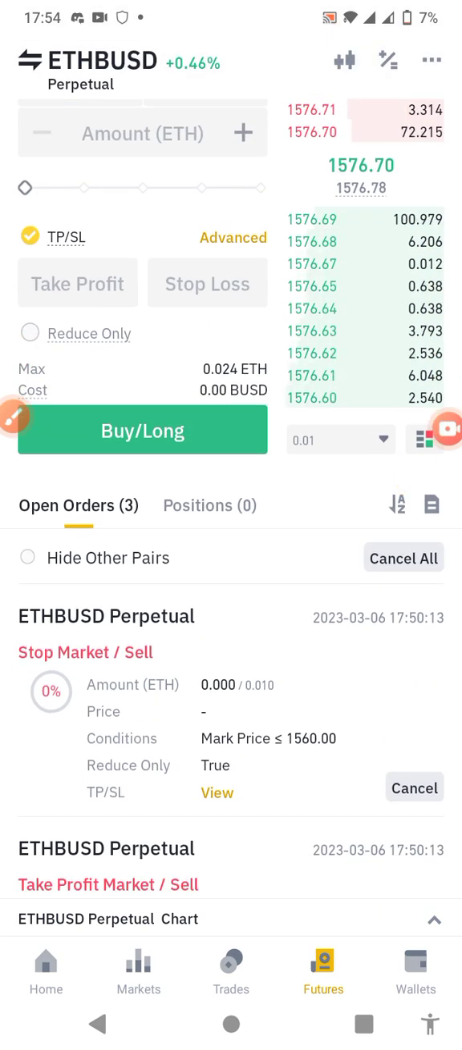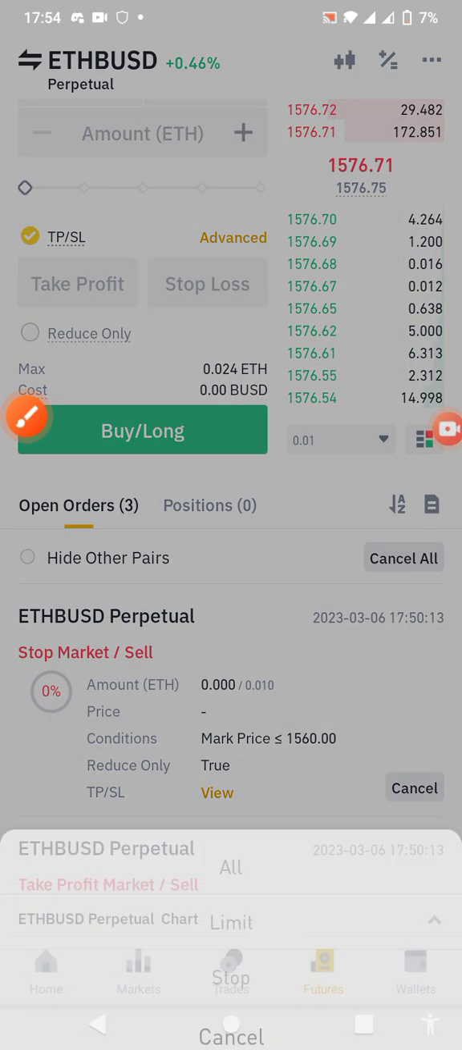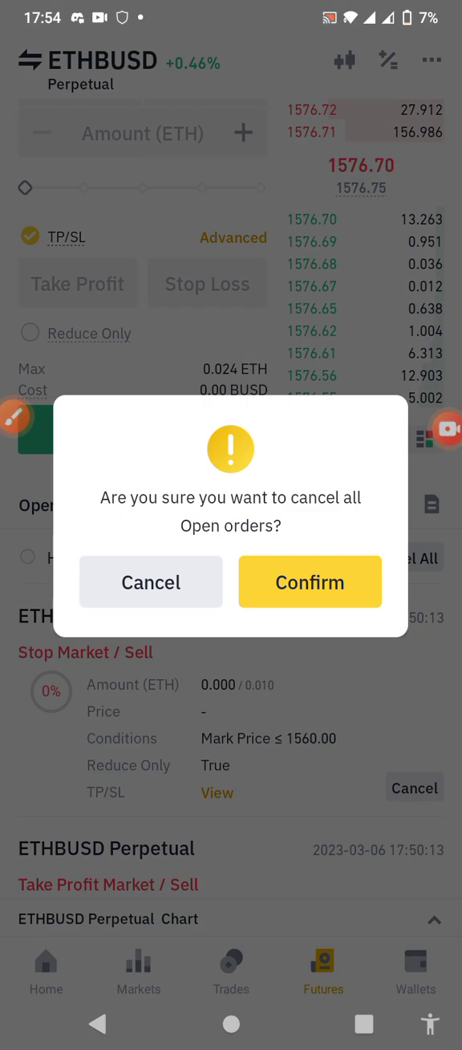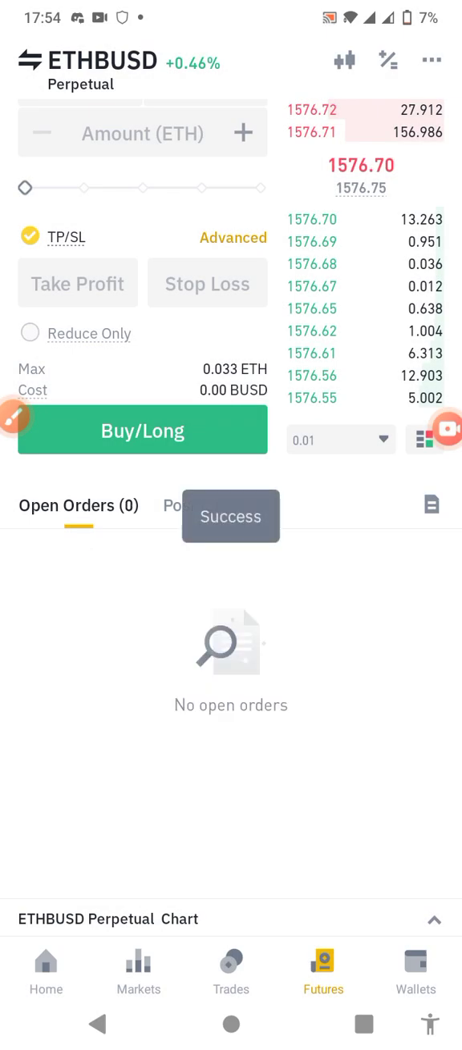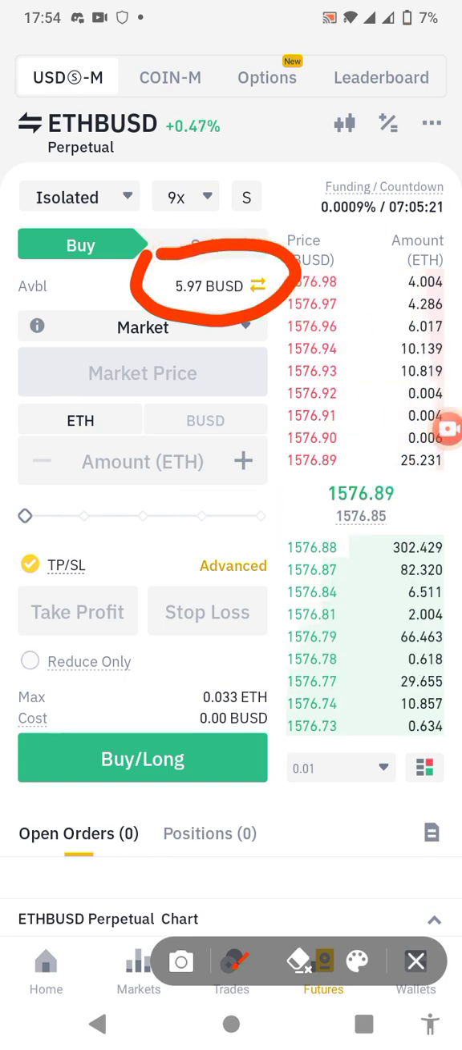So if you want to close this order, maybe you want to cancel this order now, you can just click on cancel. By cancelling, if I cancel this order, my balance will be returned back to me. Cancel now. This was 5.96 before, it is now 5.97, just a little 0.01 profit. So this is my wallet.